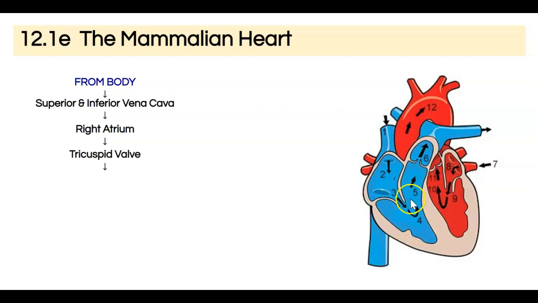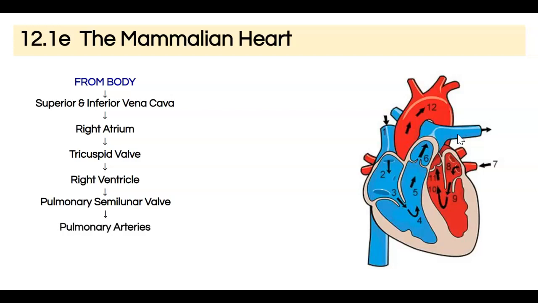Next, where's that blood landing? It's landing in the right ventricle. Then the contraction of the right ventricle is going to push that blood right through this valve. What do we call it? The pulmonary semilunar valve. And then through the pulmonary semilunar valve, we can see in this diagram nicely that the pulmonary trunk branches off. And we're going to see blood moving to the pulmonary arteries.